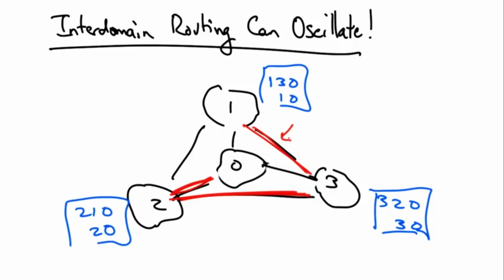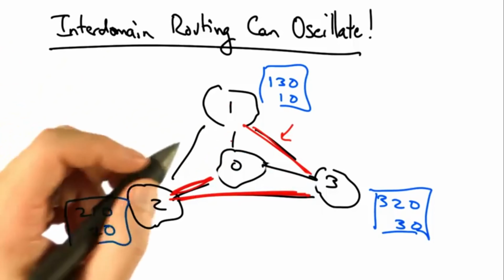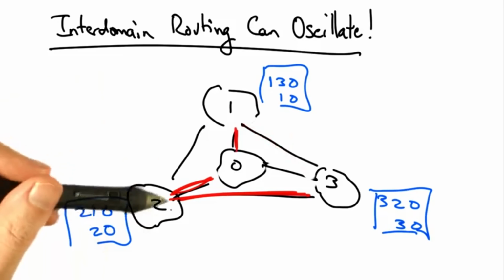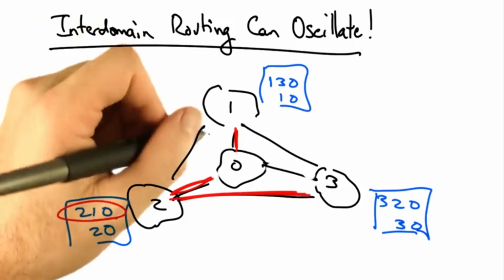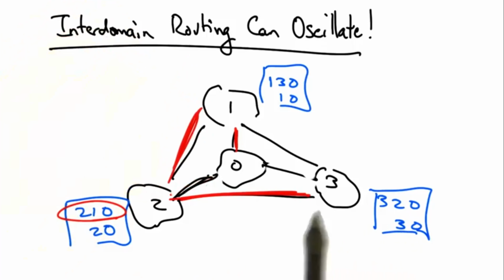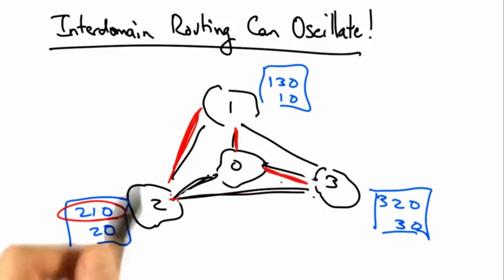130 no longer works, so AS1 has to switch back to its less preferred direct path. But now we're in the same situation all over again, because now AS2's preferred path becomes available via 1. So AS2 now reroutes, and AS3's most preferred path, 320, no longer works, so it must switch to the direct path. Now, it's very easy to see that this oscillation continues ad infinitum.